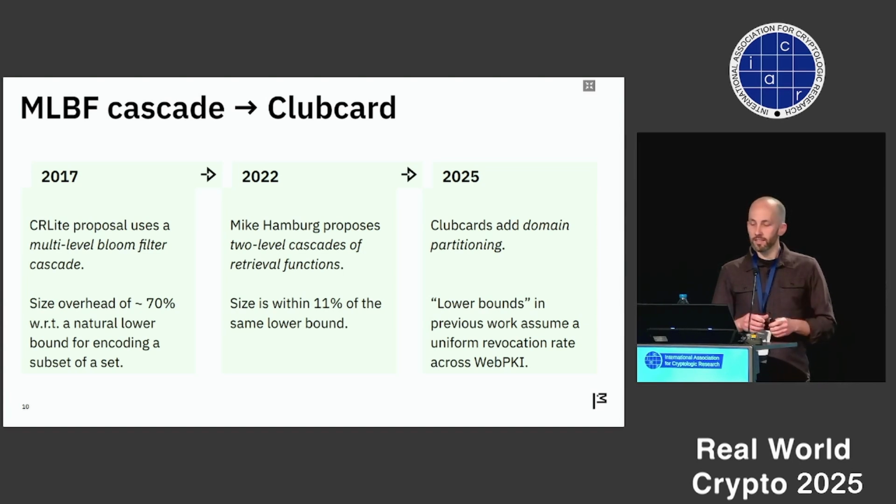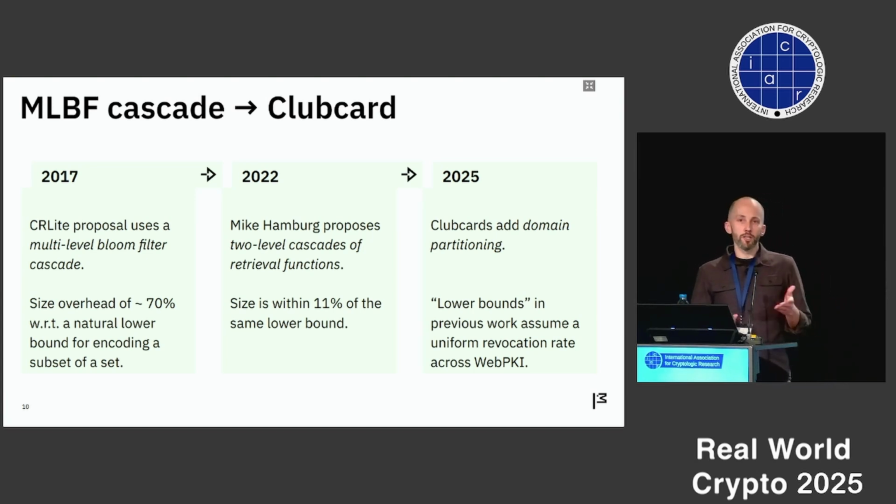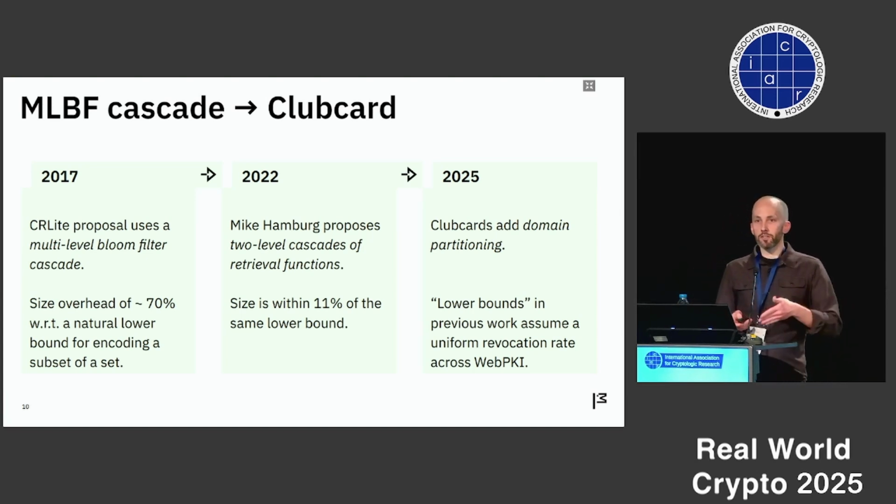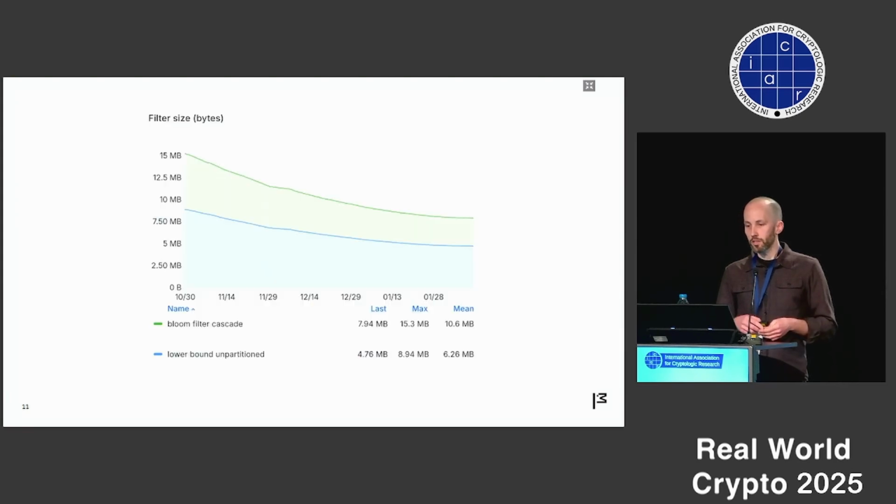This domain partitioning is an idea I'll talk about more in a second, but the key point is that these lower bounds from previous work had been assuming that there was a uniform revocation rate across the entire web PKI, which is not the case. Different issuers have different revocation rates, and the revocation rates vary over time. And that variance in revocation rate can be exploited to give you better compression. So that's what we do with club cards. And I can show you what that looks like in practice.